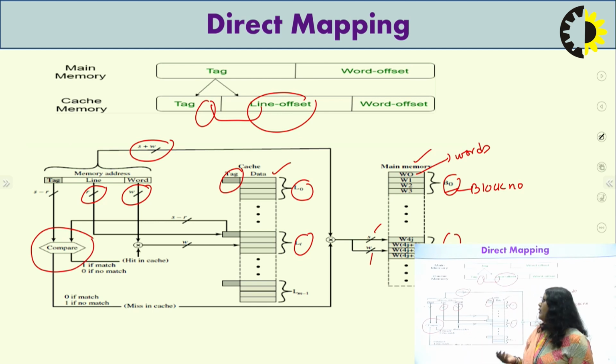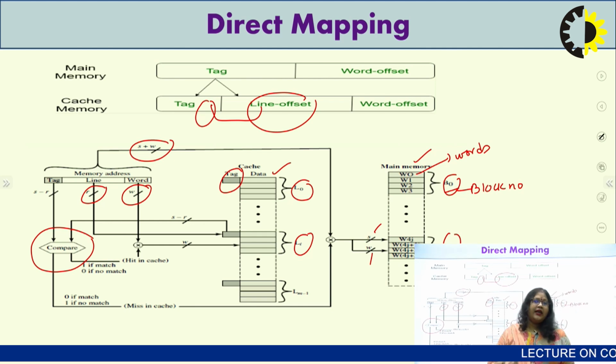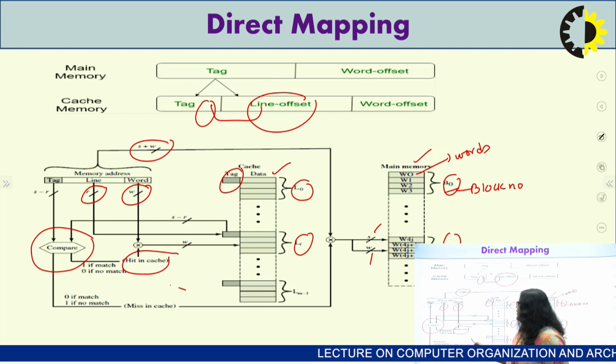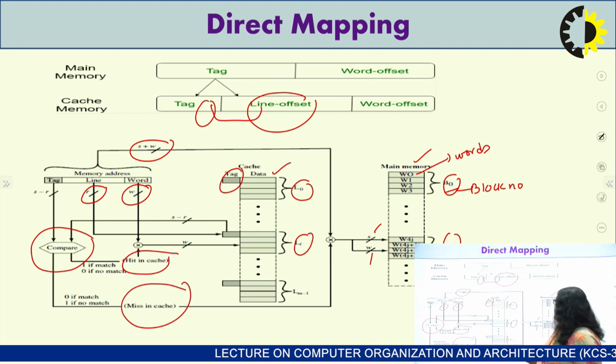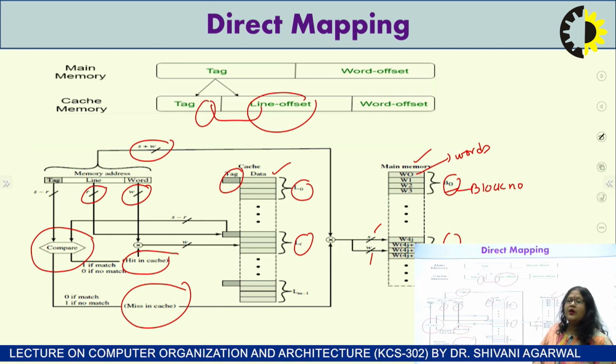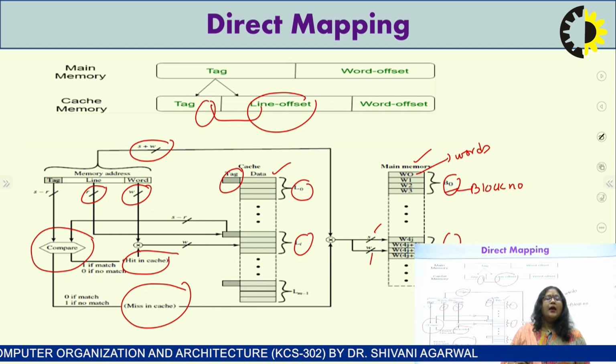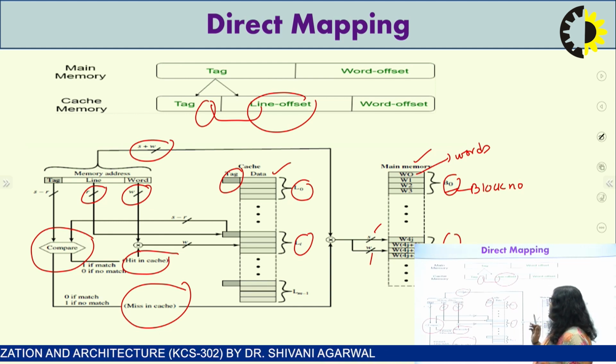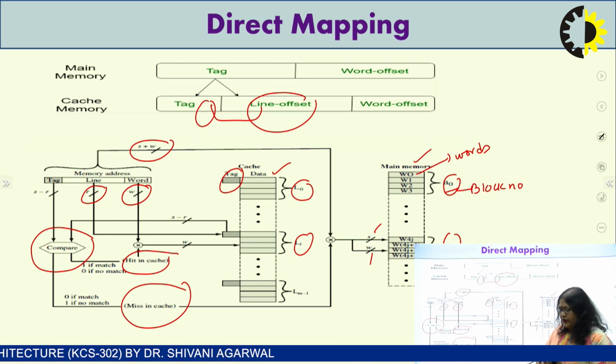Okay, so we have to compare that address. First we have to check the data in the cache memory. If the data is present in the cache memory, then it is okay. This is known as a cache hit. When the data is not present in the cache memory, we have to fetch that data from the main memory. We transfer the data from the main memory to the cache memory by using the formula i equals j mod m. So this is the basic concept of direct mapping.